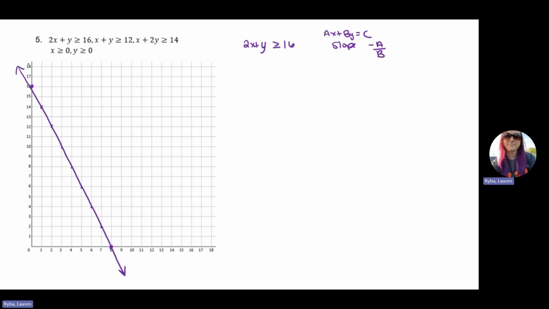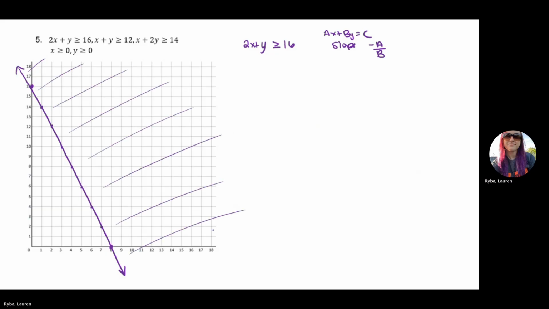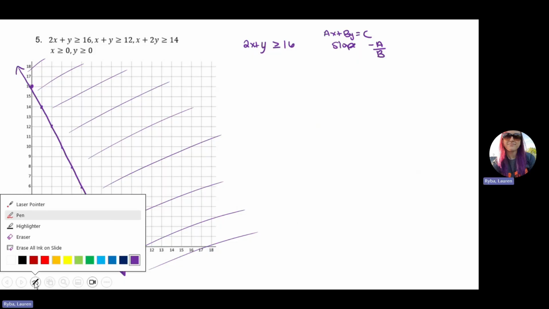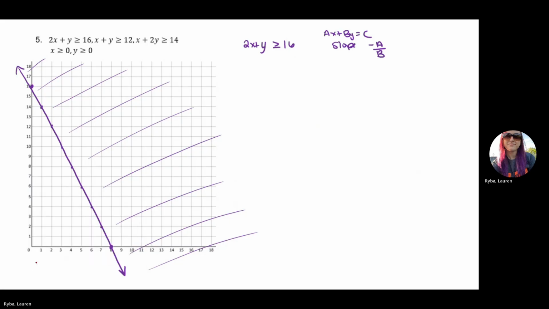Because y is positive, I'm not going to need to change my symbol. So it's going to be greater, which is up here. Again, I'm going to do very, very light shading to get started, just because we've got a lot of lines that we're going to graph here.